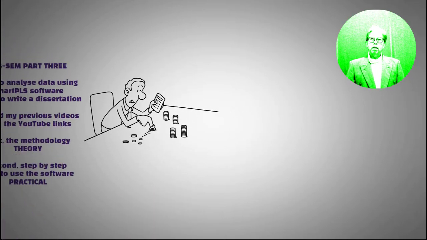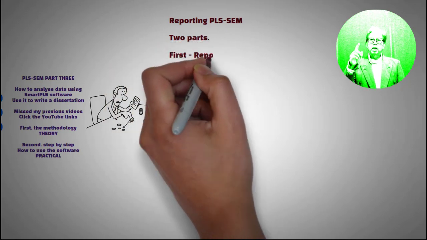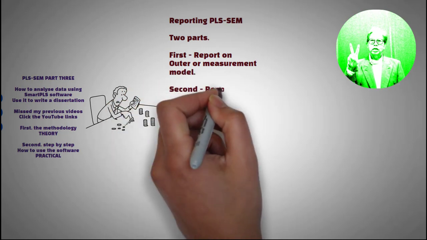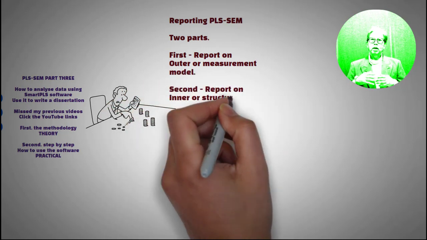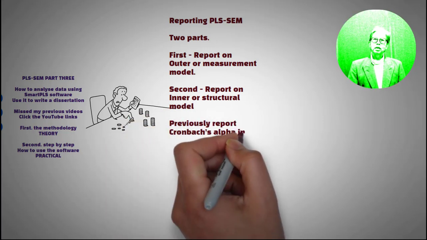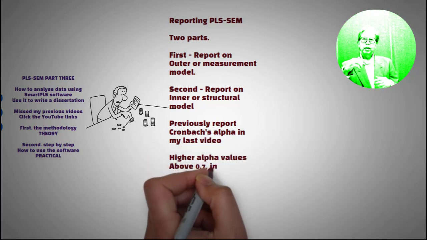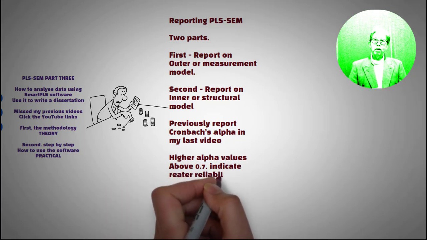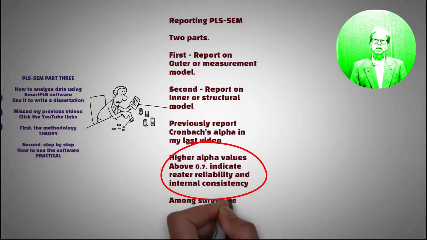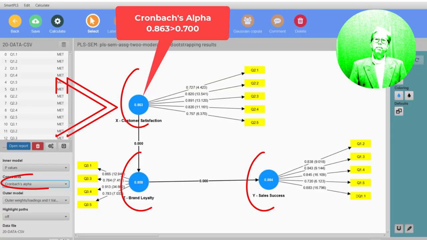In terms of reporting, partial least squares SEM can be divided into two parts. The first part is the report on the outer or measurement model. The second part is the report on the inner or structural model. I have previously discussed how to report Cronbach alpha in my last video, in which higher alpha values above 0.7 indicate a greater reliability and internal consistency among items measuring latent constructs.